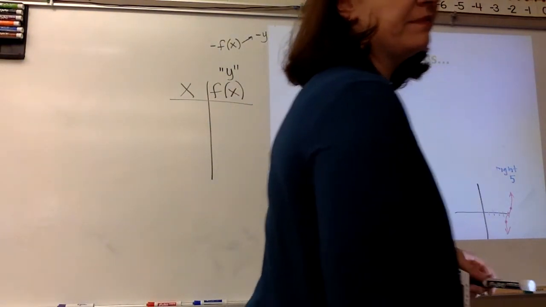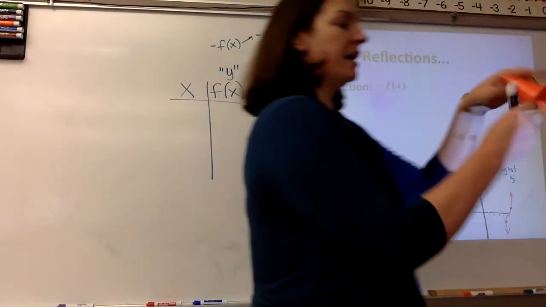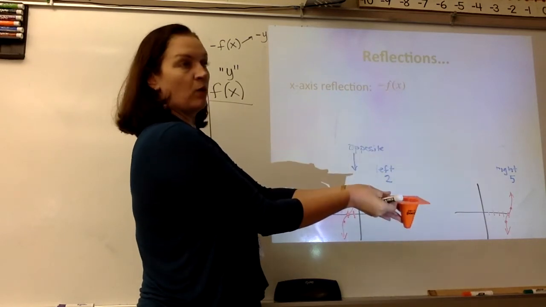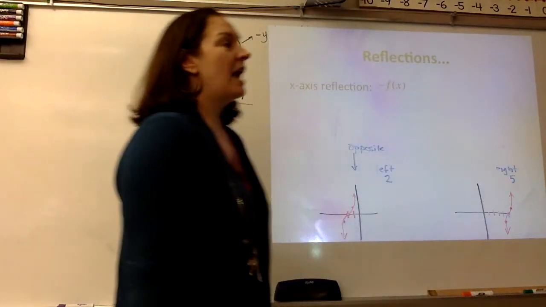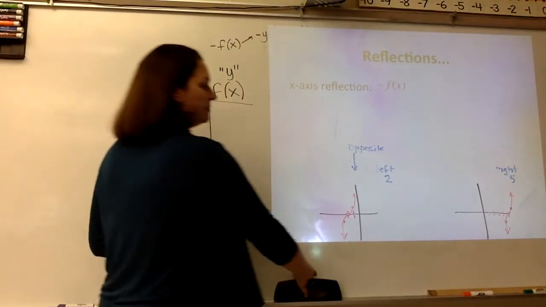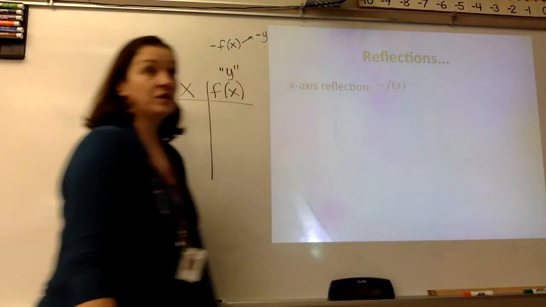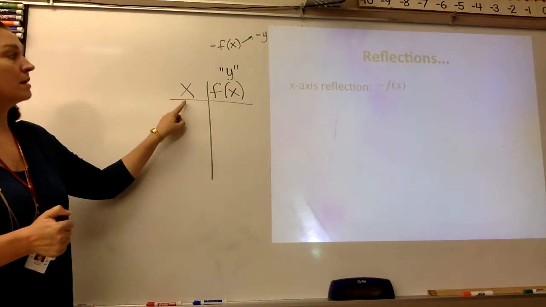First type of reflection. We're going to be taking graphs. So maybe I have a graph, this is my cone that normally sits like this. Maybe now I'm going to be turning it downward. That's known as an x-axis reflection. And this is where understanding function notation, which I know some of you are still struggling with, please come see me if that's the case, becomes important.